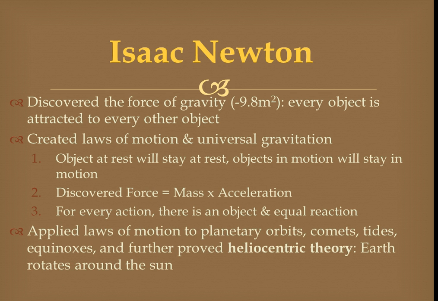And he applied these laws of motion to planetary orbits, comets, tides, equinoxes, and he further proved the heliocentric theory that Earth rotates around the sun. The sun is much bigger than the Earth, so therefore the Earth would be the one attracted to the sun and pulled by the sun's gravity in an orbit. And that's how he also discovered other planets would follow that orbit, and that things like the moon would revolve around the Earth because the Earth has a greater mass than the moon.